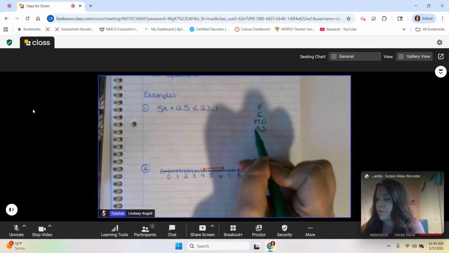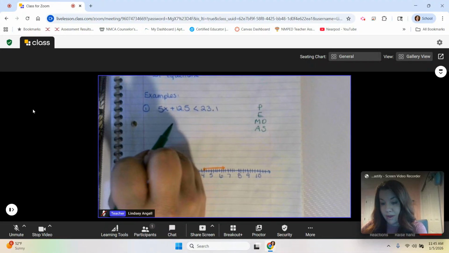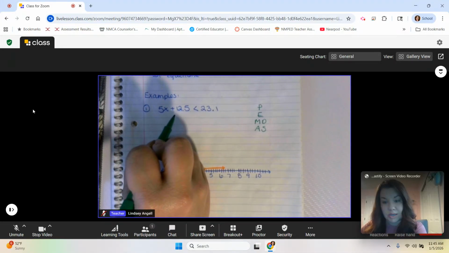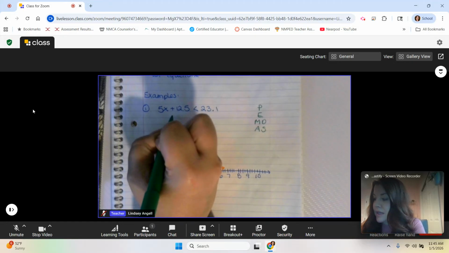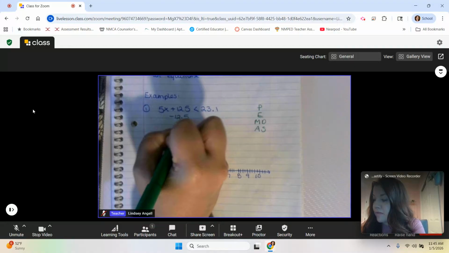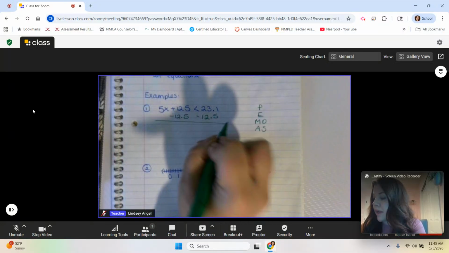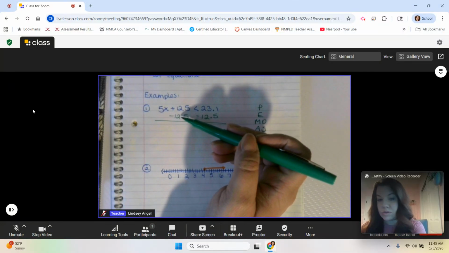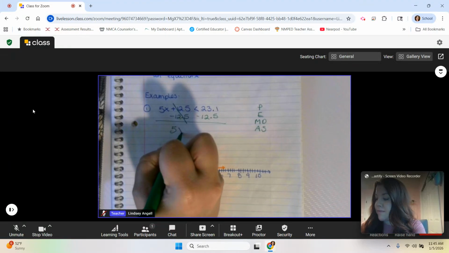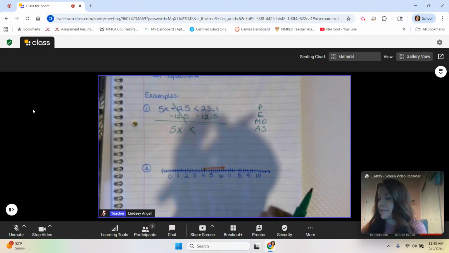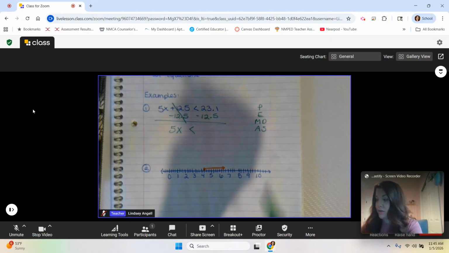So first we would get rid of addition or subtraction. So right now I am adding 12 and 5/10. In order to get rid of it, I need to subtract 12 and 5/10. And whatever I do to one side of my inequality, I have to do to the other. Okay, so 12.5 minus 12.5, that gets me down to 0. So those cancel. We're left with 5x is less than, and then with this, I mean, I have it set up. We could just solve it with this.